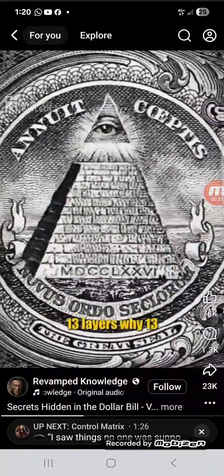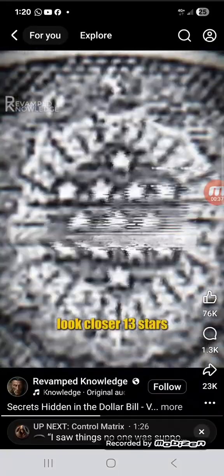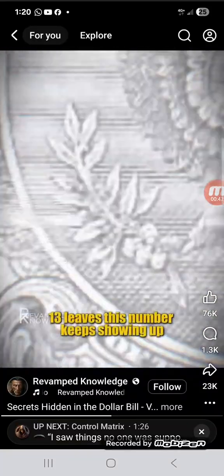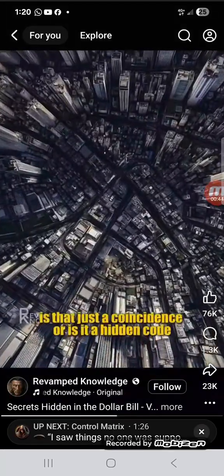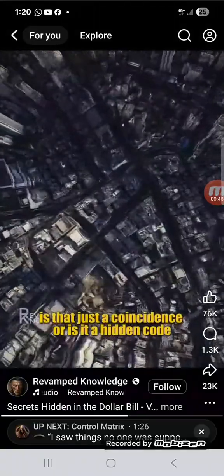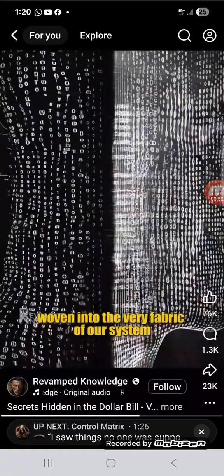Look at the pyramid. 13 layers. Why 13? It's not just about the original colonies. Look closer. 13 stars, 13 stripes, 13 arrows, 13 leaves. This number keeps showing up. Is that just a coincidence? Or is it a hidden code, a symbol of power and control woven into the very fabric of our system?